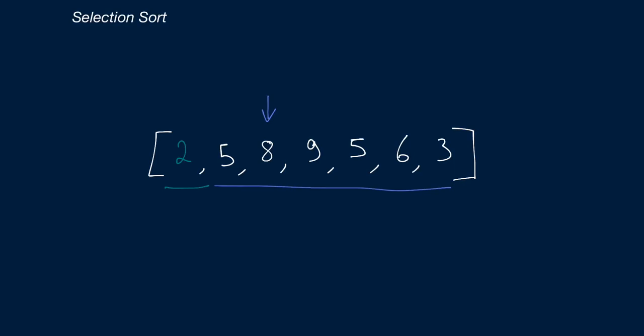So now we move the arrow back to the beginning of the unsorted sublist, and we find the new smallest number in that sublist. So 5 is our current smallest number. Start traversing the unsorted sublist. Get to this 8. Is 8 smaller than 5? No, it's not. Is 9 smaller than 5? No, it's not. Is 5 smaller than 5? No, it's not. They're equal to each other, so we don't need to do anything here. Is 6 smaller than 5? No. What about 3? Yes, 3 is smaller than 5, so we can move the arrow above the 3.